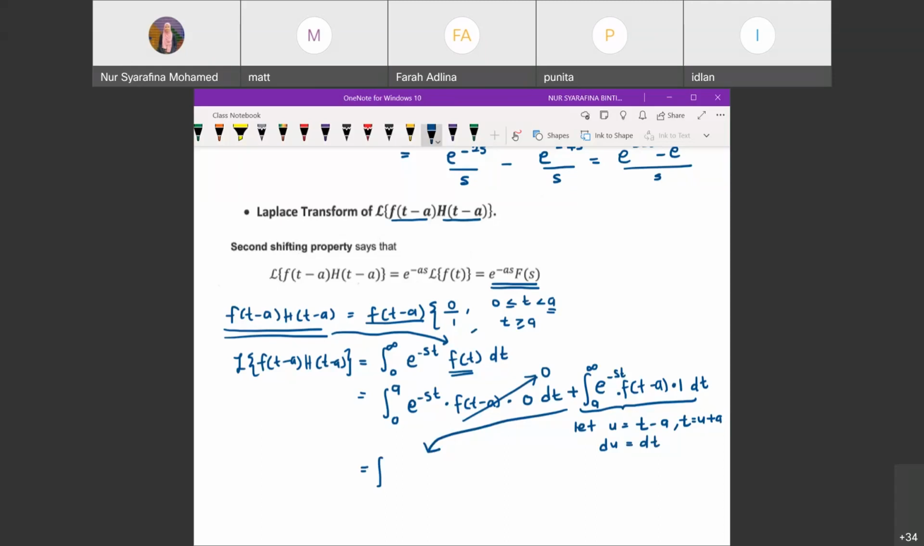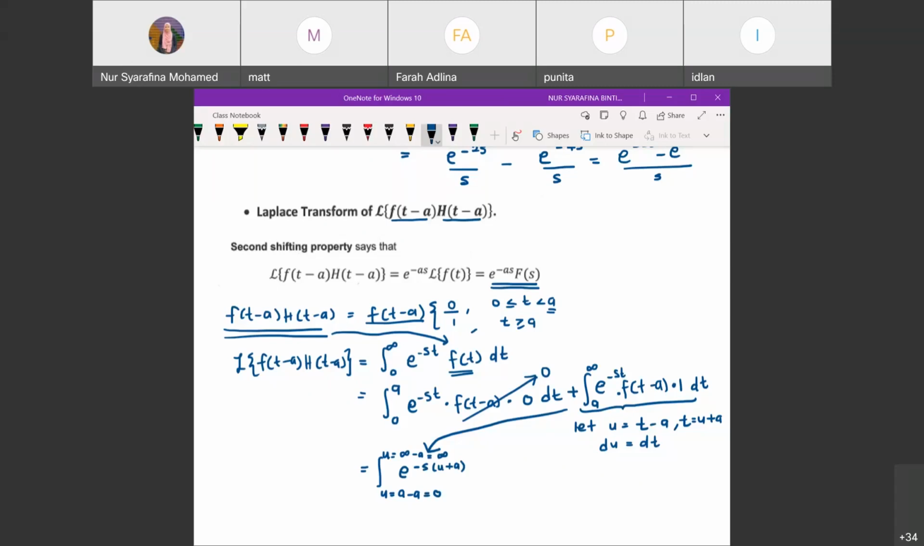Now we want to convert to u. So when t equals a, then u equals t minus a, so u equals a minus a, right? And then this one, infinity, still infinity. This one, u equals infinity minus a, still becomes infinity. This one is 0.